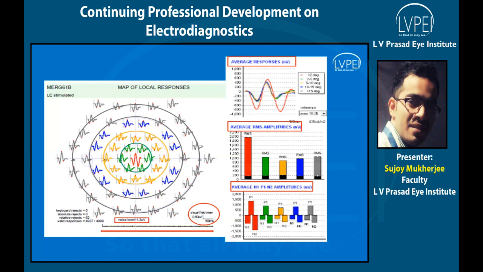Yeah. This probably is again related to your previous answer, Sujoy. Are there normative values? Are they irrespective of ethnicity? I think this question is coming up multiple times. So maybe you and Richa can combinedly answer this in terms of what these normative values for ERGs really mean. Okay. Dr. Richa, will you take this up?